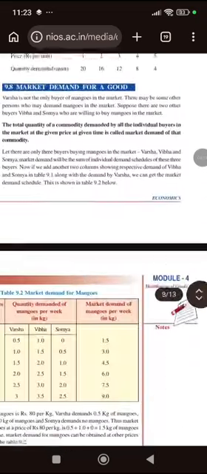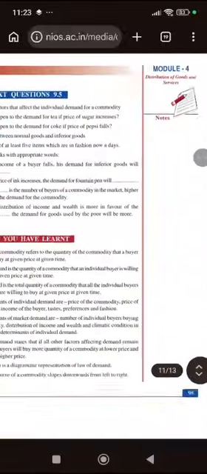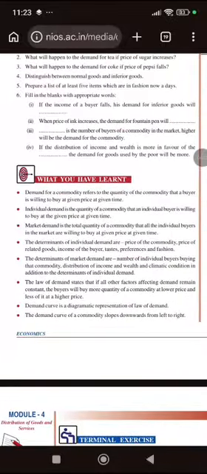So, next question is question 6. Fill in the blanks with appropriate words. If the income of a buyer falls, his demand for inferior goods will increase. Second, when price of ink increases, demand for fountain pen will decrease.